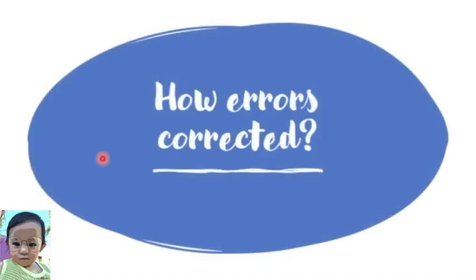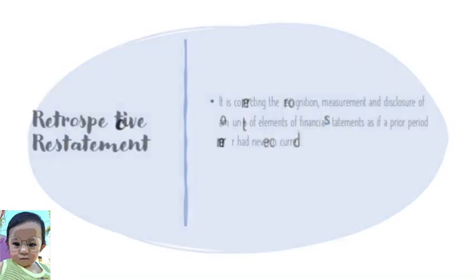So, how are errors corrected? Errors are corrected through retrospective restatement. Now, in PAS 8, you have several terms provided. You have retrospective restatement, you also have retrospective application. Retrospective application refers to a change in accounting policy. That's what you apply retrospectively, apply a policy. But for errors, you're not going to apply, but rather change or restate.